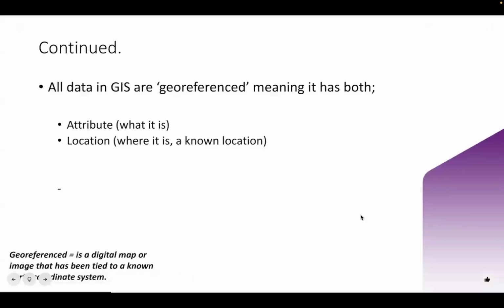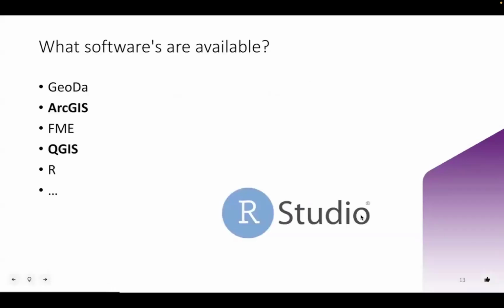There are various software packages available to run GIS. The main ones are listed on the screen. We have GeoDa, ArcGIS, FME, QGIS, and R. There are pros and cons to using each one of these systems. Obviously, in this workshop, we're going to be working with R and its IDE, RStudio.